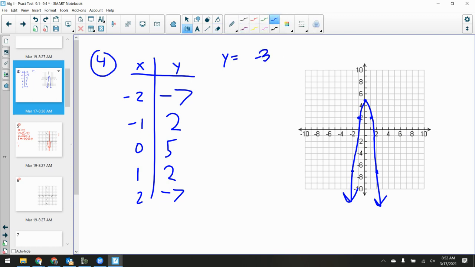Negative 3x squared plus 5. We have a negative 2 comma negative 7, a negative 1 comma 2, a 0 comma 5, a 1 comma 2, a 2 comma negative 7. Yeah, that's right. I'm sorry, I didn't mean to think that it was wrong. That is correct. The graph is good.